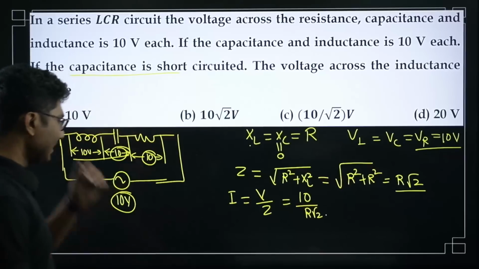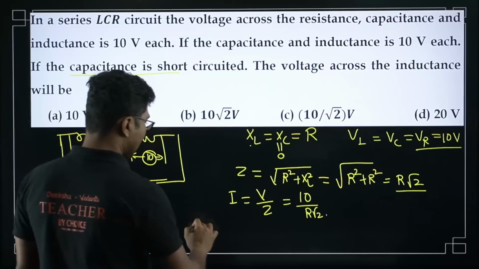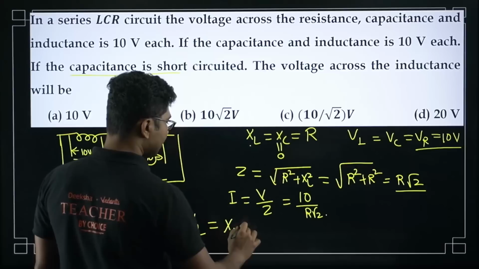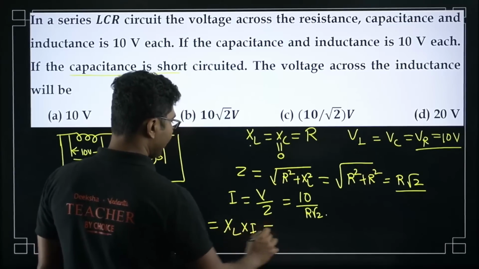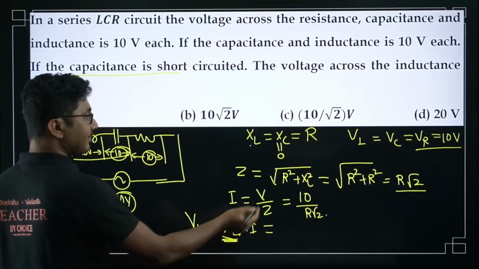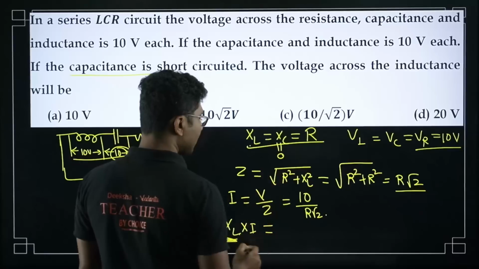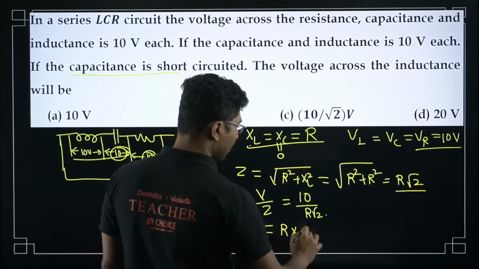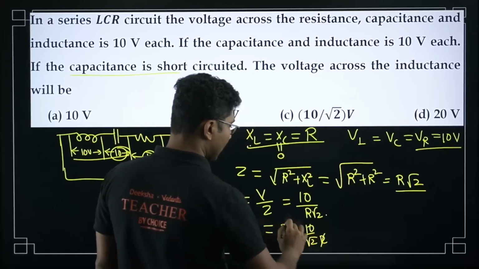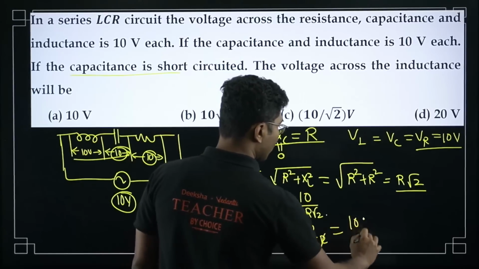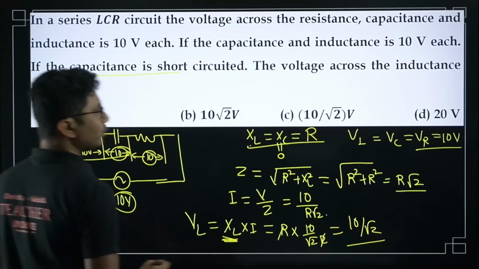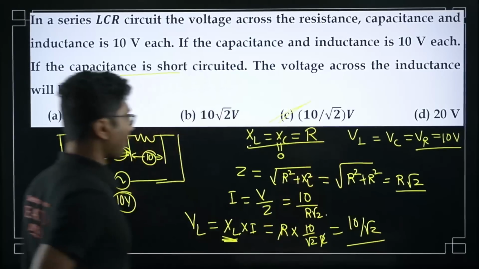Right? Now what is the voltage across L? Voltage across L will be the reactance into current. Now the inductive reactance value we have already established. This is equal to R, so R into 10 by root 2 R, so R cancels, so it is 10 by root 2. So the voltage across the inductance is 10 by root 2, that is option C.